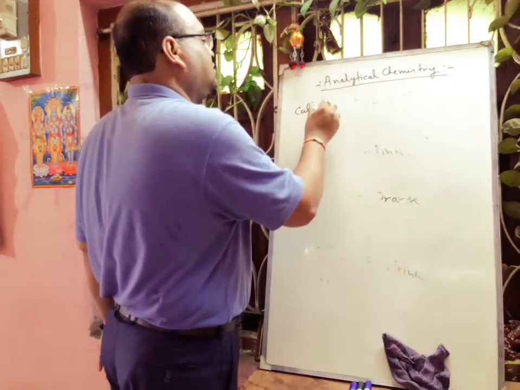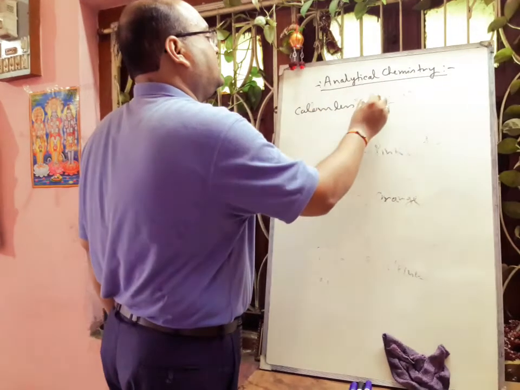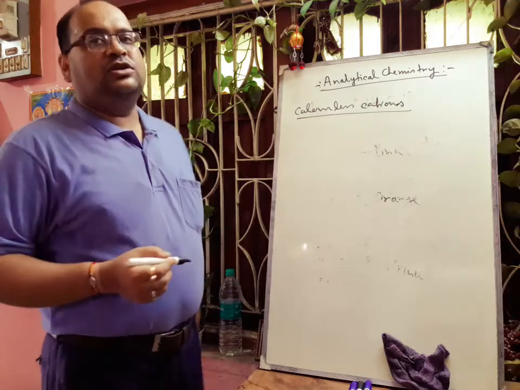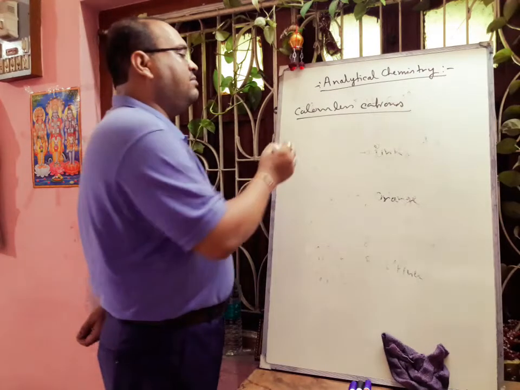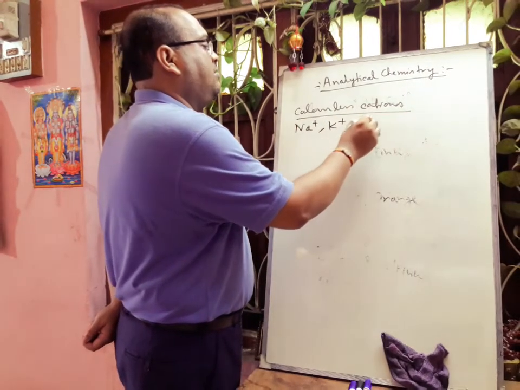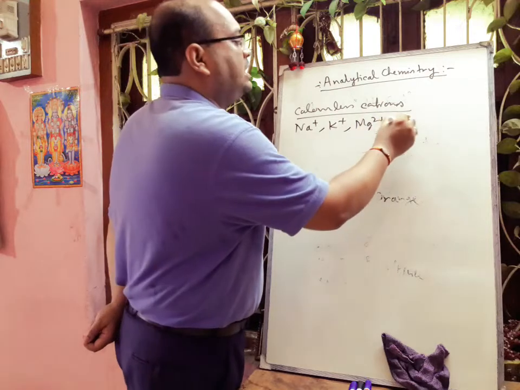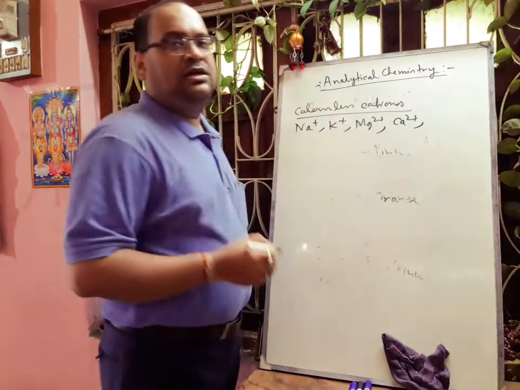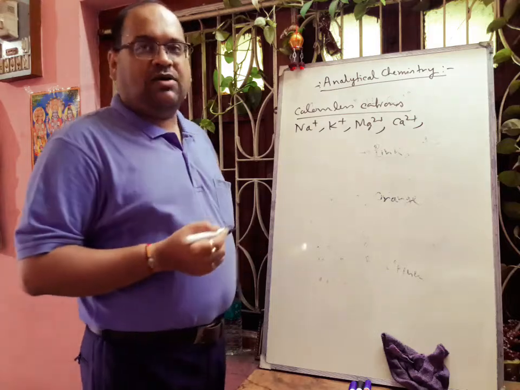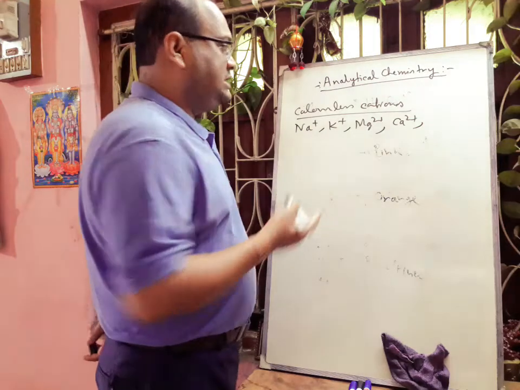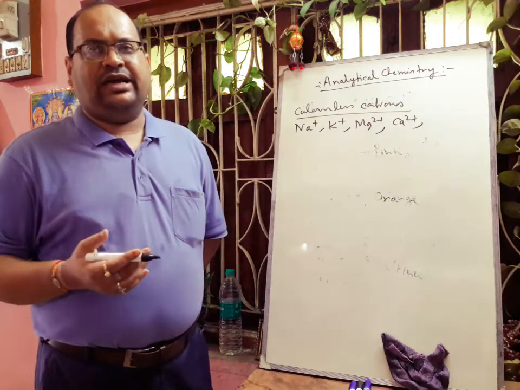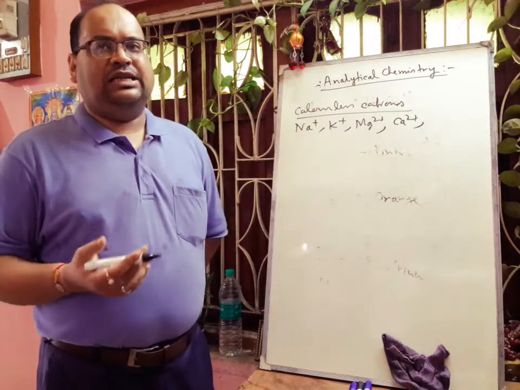Colorless cations. Generally sodium, potassium, magnesium, Na plus, K plus, magnesium 2 plus, calcium 2 plus, the non-transition elements. Okay, these are called the colorless cations. You can think about lead, cadmium, mercury, ammonium, all are colorless cations.